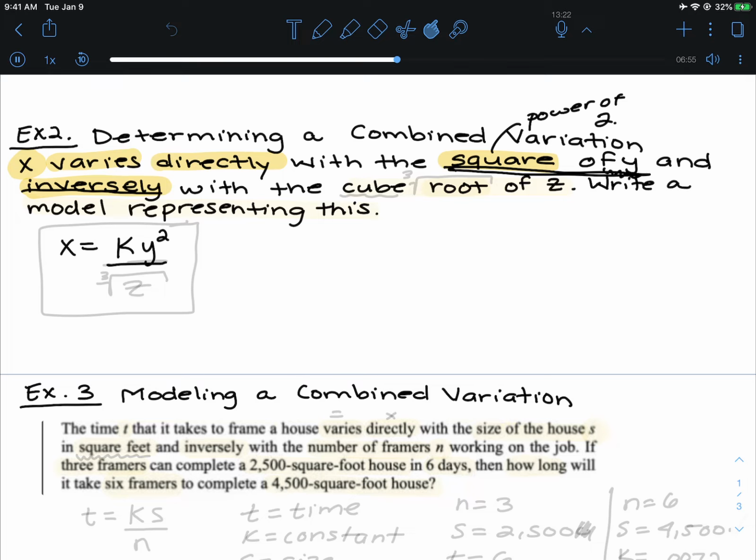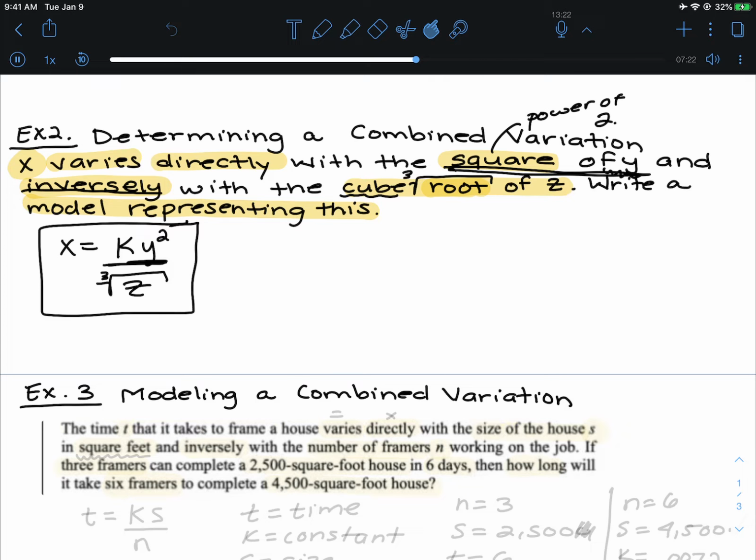And inversely, and we know the word inversely here means division, so that means that at this point I need to divide inversely with what? Well, it's going to be inversely with the cube root of z. Remember, this is a root, so we have to have a root of some sort. Now, cube means 3, so that's a cube root. So we're going to inversely divide this by the cube root of z. Okay, the question says write a model that represents this. Well, we already wrote the model. It's right here, so this right here is my answer.